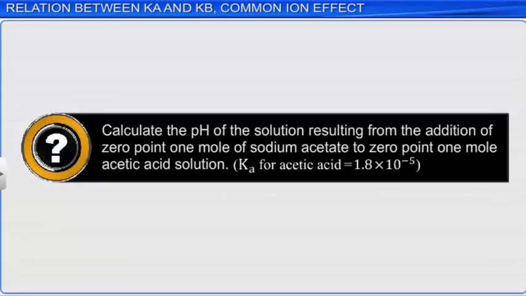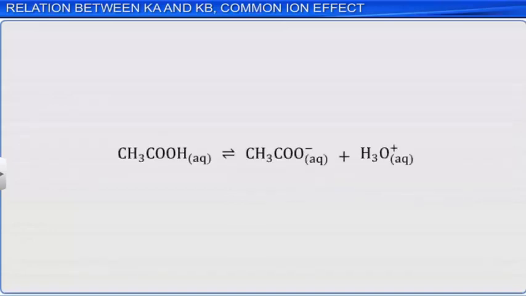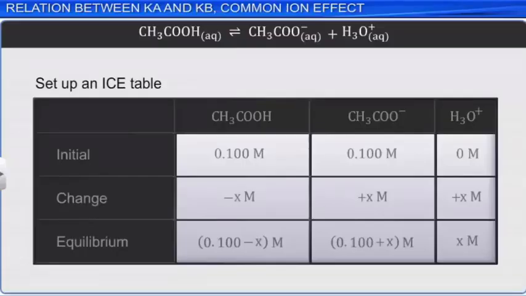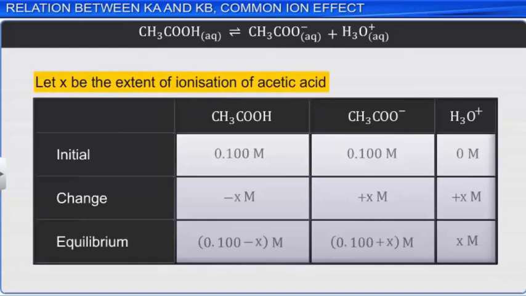The dissociation equilibrium of acetic acid in water may be represented as CH3COOH (aq) in equilibrium with CH3COO- (aq) plus H3O+ (aq). To determine the equilibrium concentrations of the substances, set up an ICE table. Let x be the extent of ionization of acetic acid.